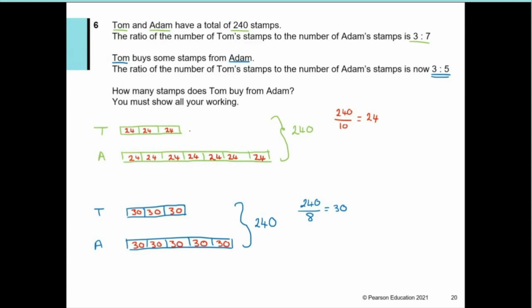So the question then, so I've done all of the working out here, and then I say, right, so how many stamps does Tom buy from Adam? Well, I can work out how many Adam had at the start. So at the start, he had 24 times 7 stamps, which is 168. And at the end, he had 30 times 5, which is 150. Which is 18, so he bought 18. Or you could do it from Tom's. You could work out what Tom had at the start and what Tom had at the end and work out the difference there.